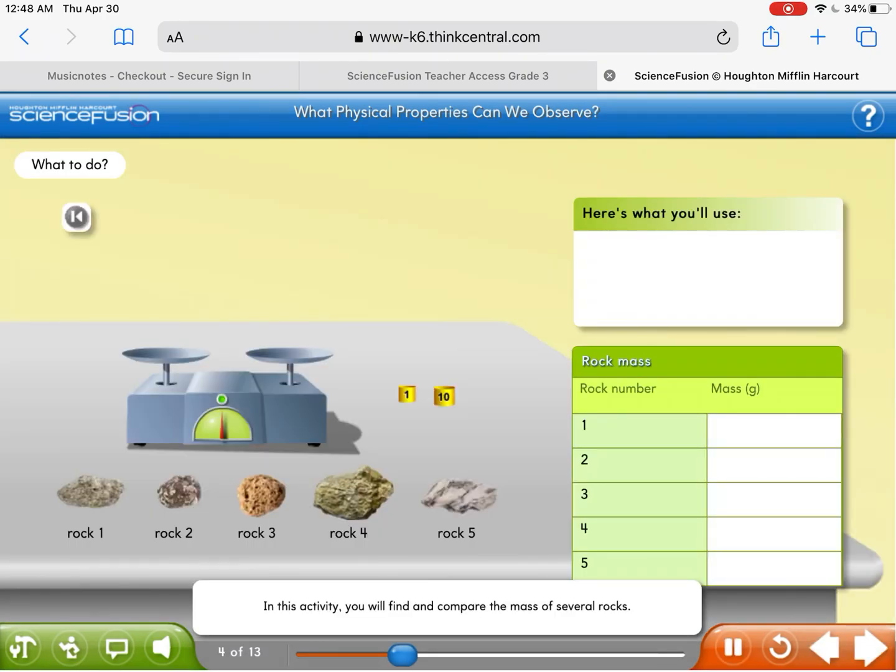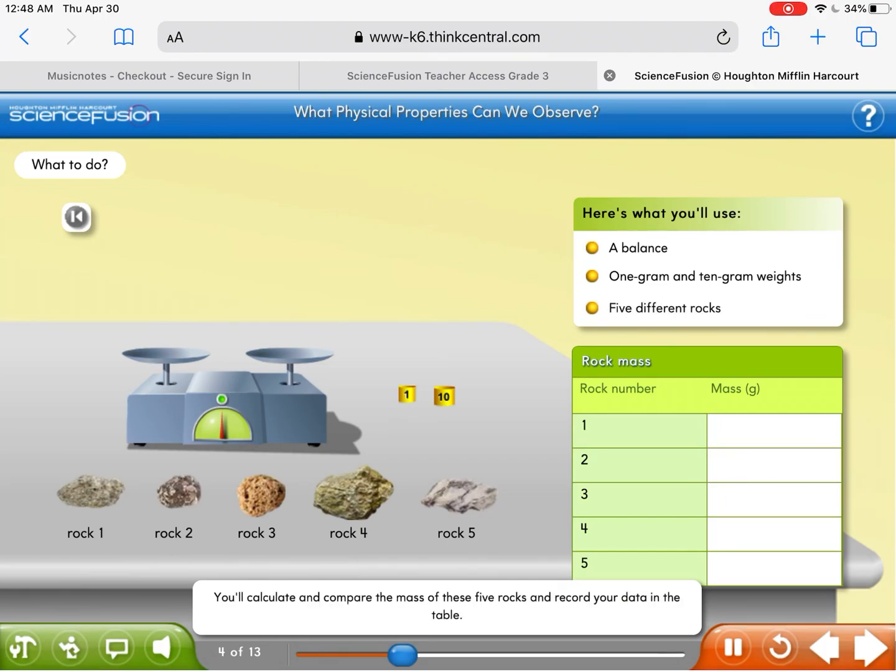In this activity, you will find and compare the mass of several rocks. Here is your experimental setup. A balance, 1 gram and 10 gram weights, 5 different rocks. You'll calculate and compare the mass of these 5 rocks and record your data in the table.